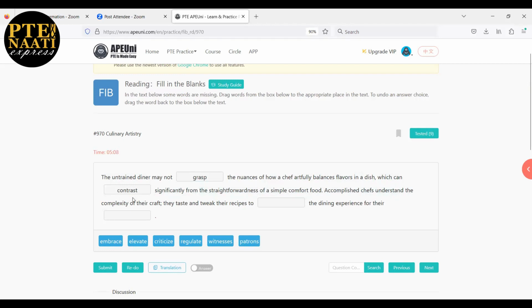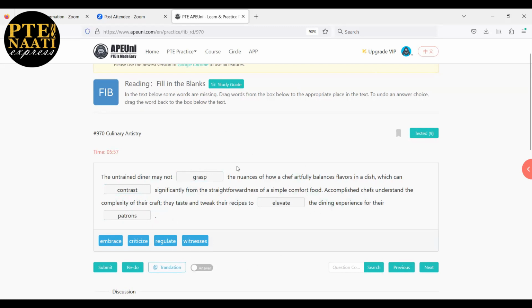Accomplished chefs understand the complexity of their craft. They taste and tweak their recipes to elevate the dining experience for their patrons.